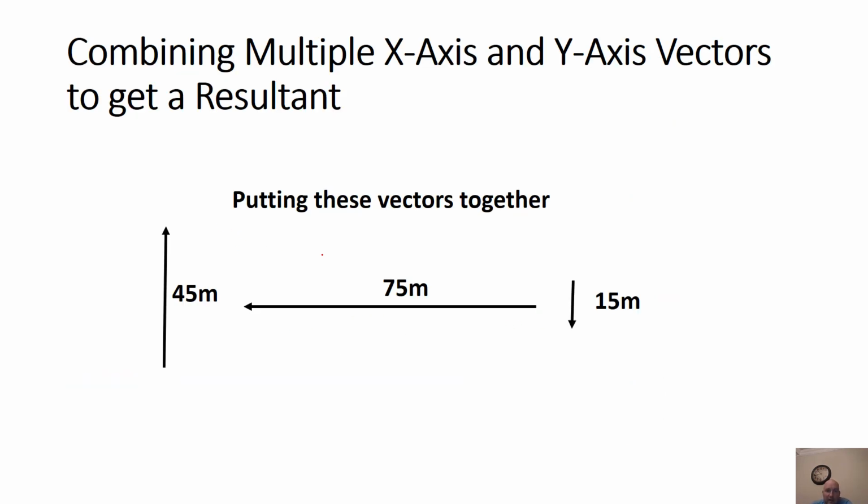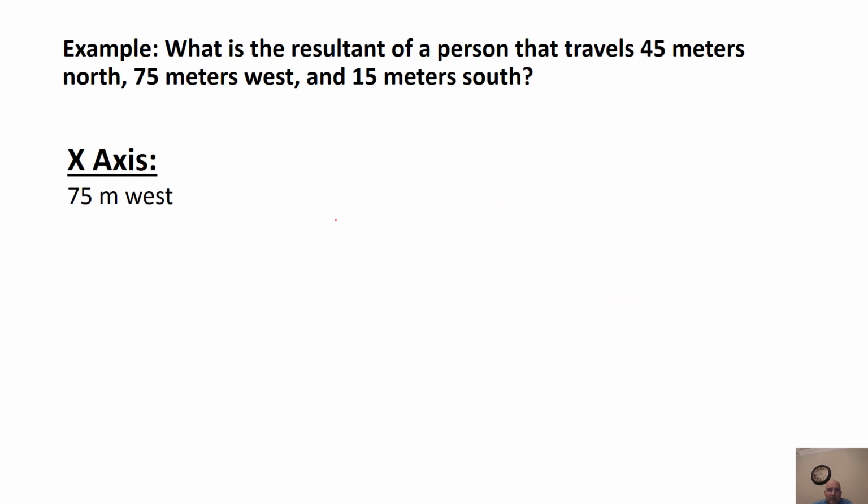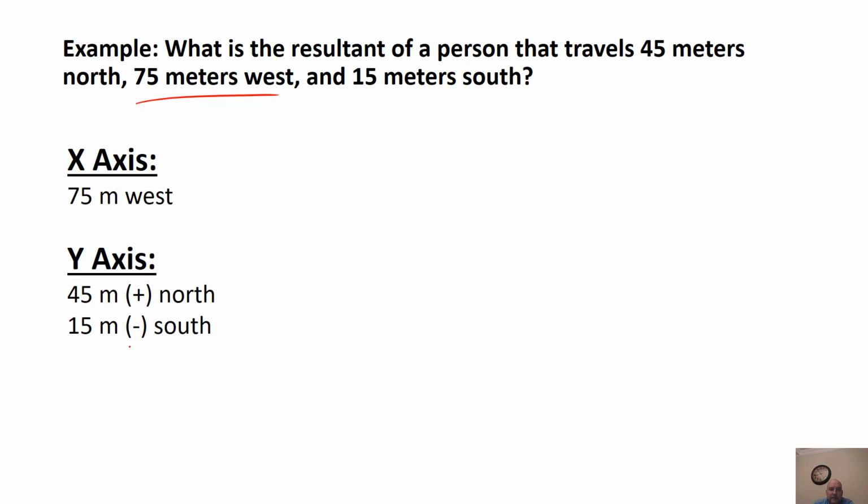Okay, so next level up. It's not much more difficult. This requires a little 1D motion before we start the problem. We're going to take this 45 and this 15. They're both on the y-axis, so we're going to put them together. There's only one thing on the x-axis, 75 meters west, so we only have one x-axis part. But we have 45 meters north and 15 meters south.